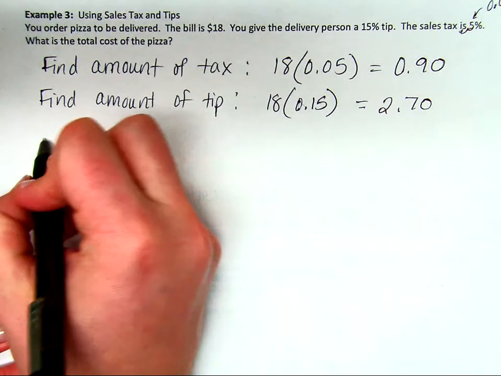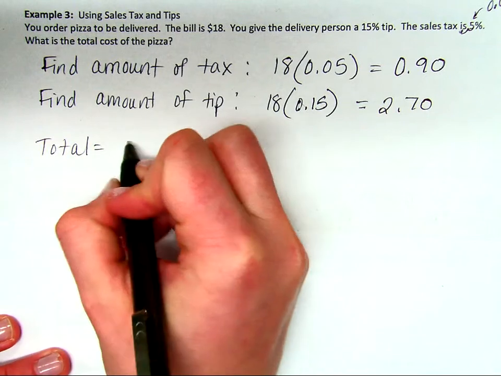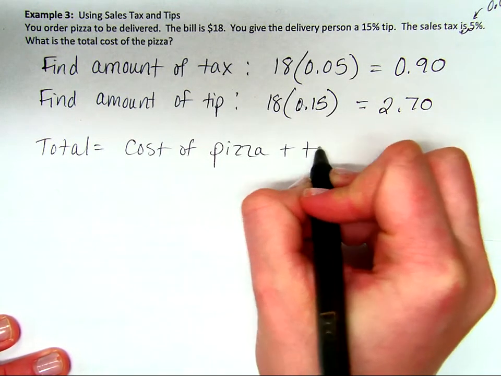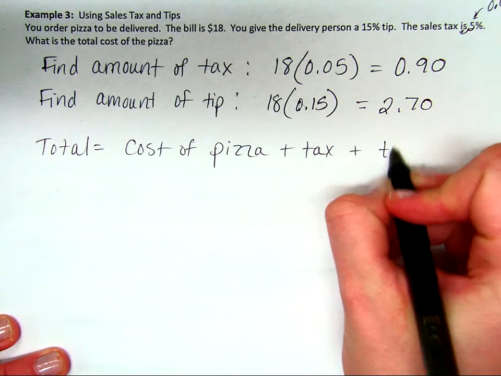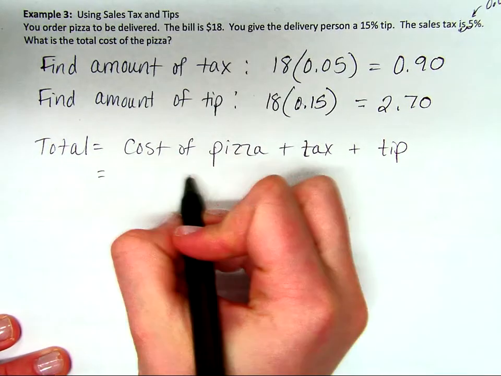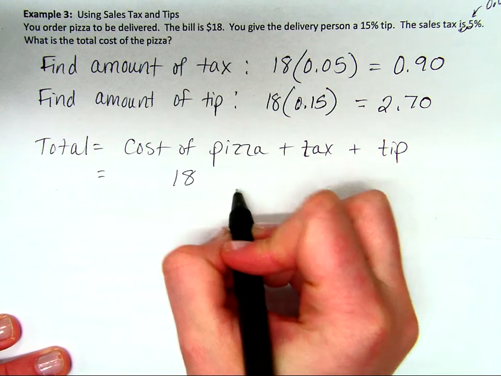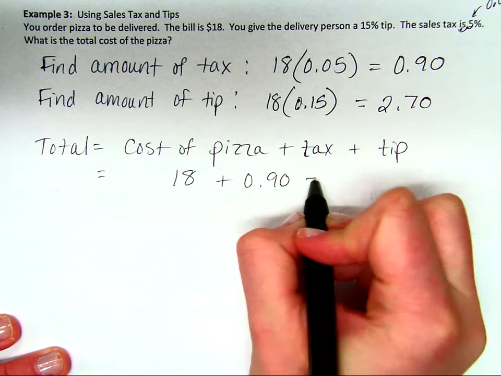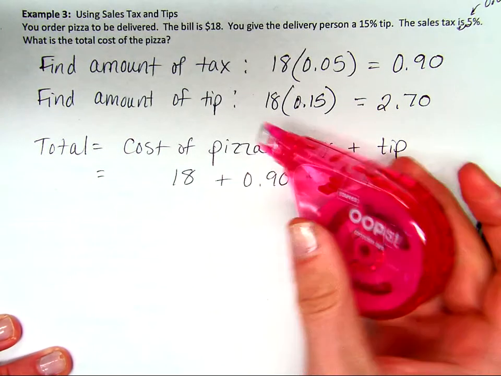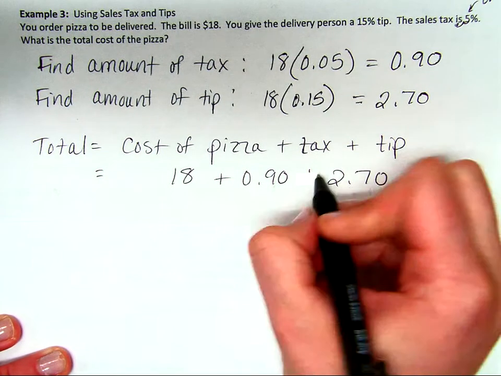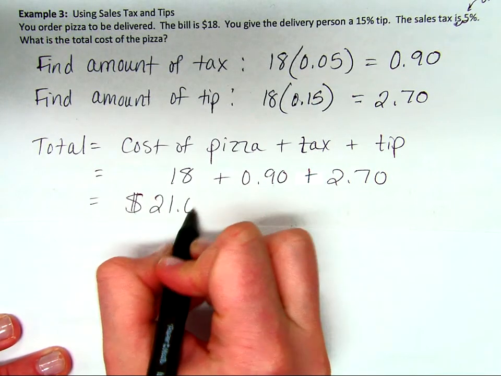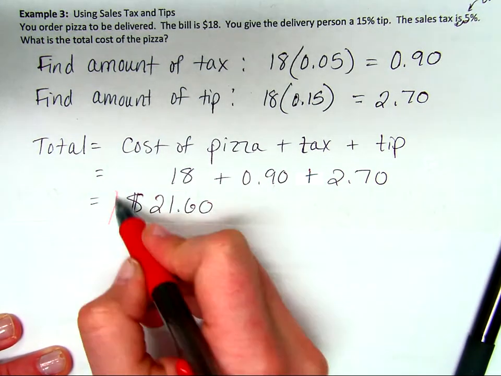So now the total is going to be the cost of the pizza plus the tax plus the tip. And I know all these amounts. The cost of the pizza was $18. The tax was 90 cents. And the tip was $2.70. Oops, sorry. This is supposed to be an addition sign. And when I add those all up, I actually end up paying $21.60 for my pizza. Better be a good pizza.